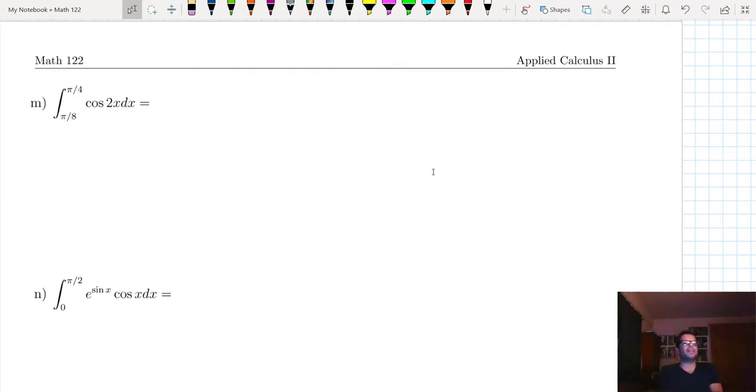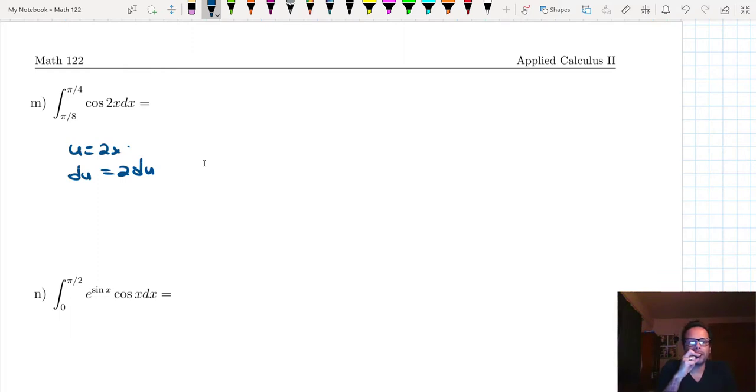Letter M. Okay, now on this last couple pages, this last page, we are going to work on, what's this called? Definite integrals, right? Okay. So number one, let's integrate cosine of 2x from pi over 8 to pi over 4. All right, so in this case, our u will be 2x, and our du will be, take the derivative of 2x, that will be 2 dx, okay?